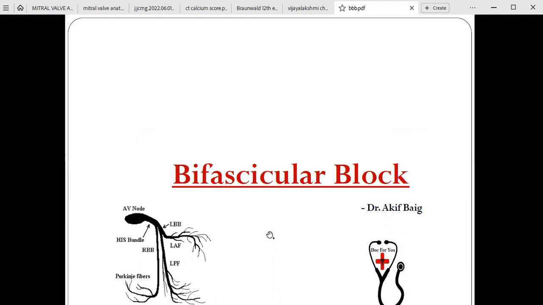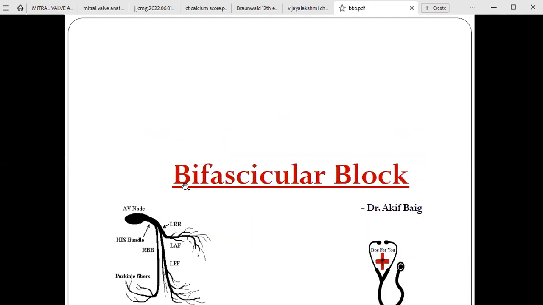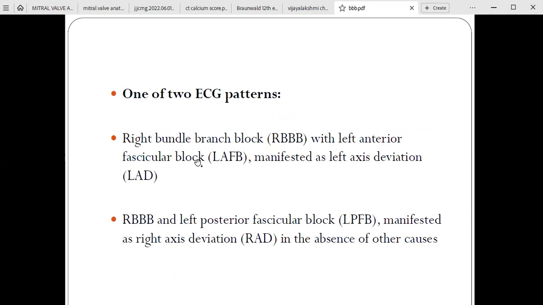Coming to bifascicular block. As the name suggests, bifascicular block means there will be two blocks. So the right bundle branch is blocked, and along with right bundle branch block, if either the left anterior fascicle or the left posterior fascicle is blocked, then it is called bifascicular block. RBBB with left anterior fascicular block or RBBB with left posterior fascicular block will manifest.